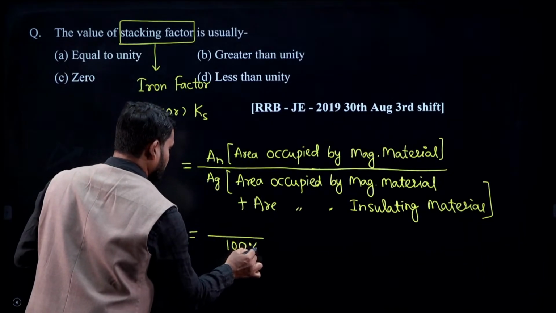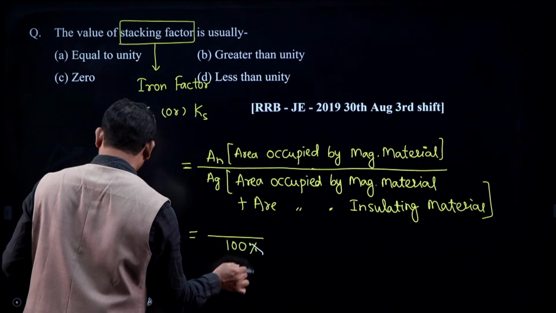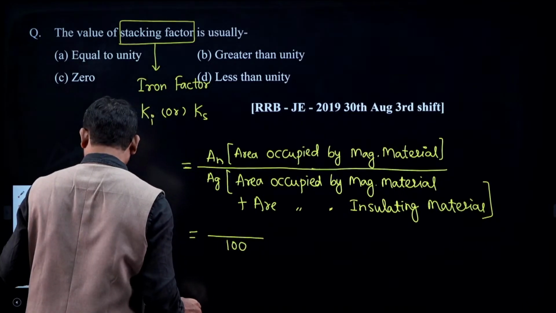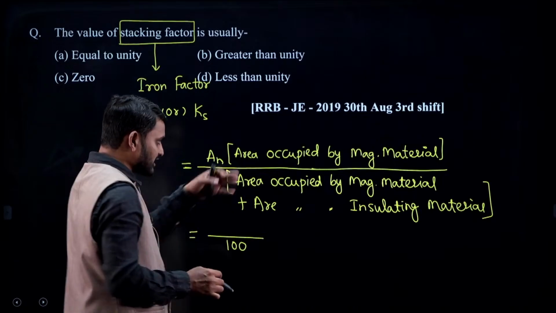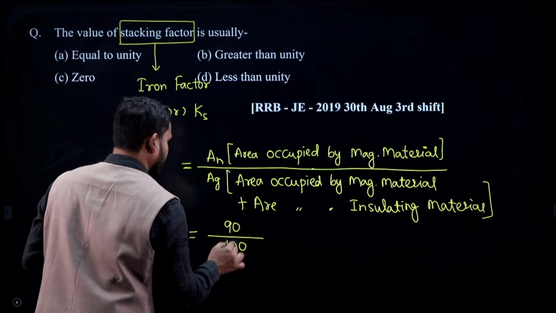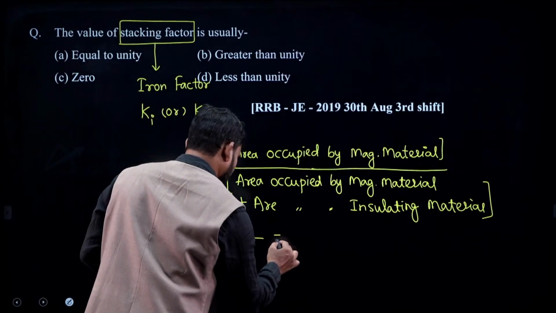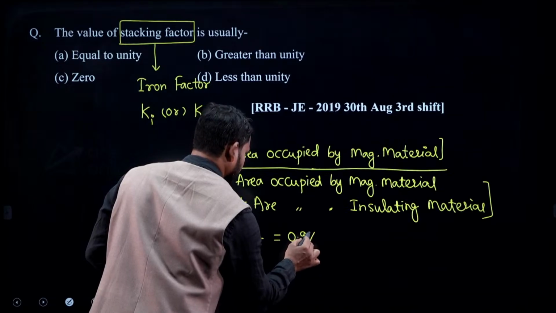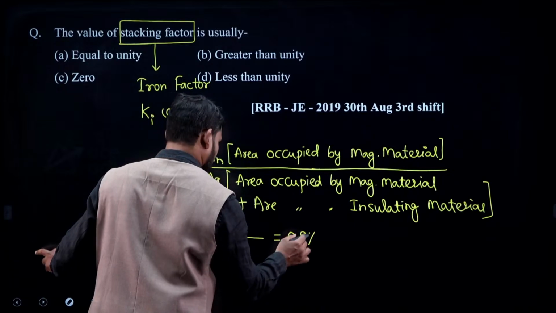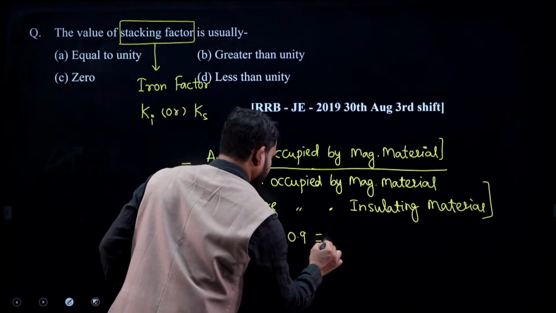If you see the numerator, area occupied by magnetic material only, it is less than 100%, right? So, generally it is going to be around 90 to 95%. So, I can say 90 by 100, you will get it as 0.9. So, 90%, 0.9, or otherwise I can write 90%.